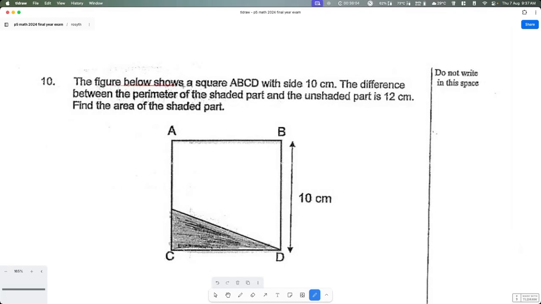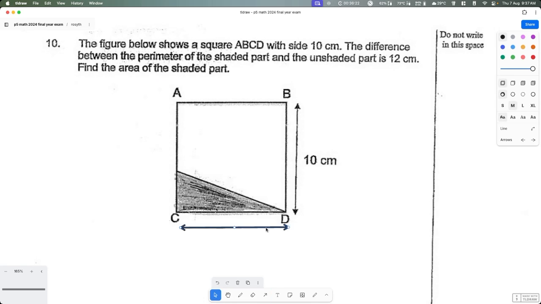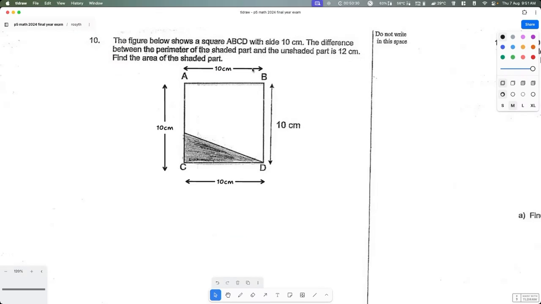So it says here the figure below shows a square ABCD with side 10 centimeters. The difference between the perimeter of the shaded part and the unshaded part is 12 centimeters. Find the area of the shaded part. Okay, so we know that this whole side is 10 centimeters. I drew an arrow, and every single side is 10 centimeters as well.